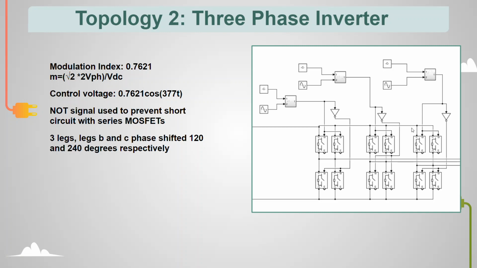There is a NOT control system in place to make sure the MOSFET in series is off while the other is on to avoid a short circuit. The remaining 2 legs of the inverter share the exact same controls as the first, except they are phase shifted by 120 and 240 degrees respectively to properly maintain a 3-phase output.